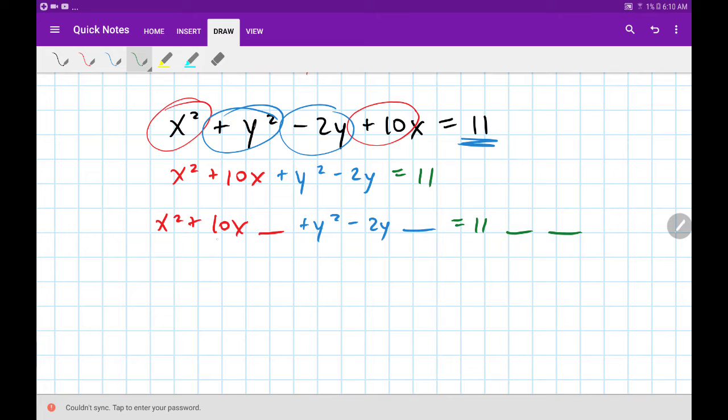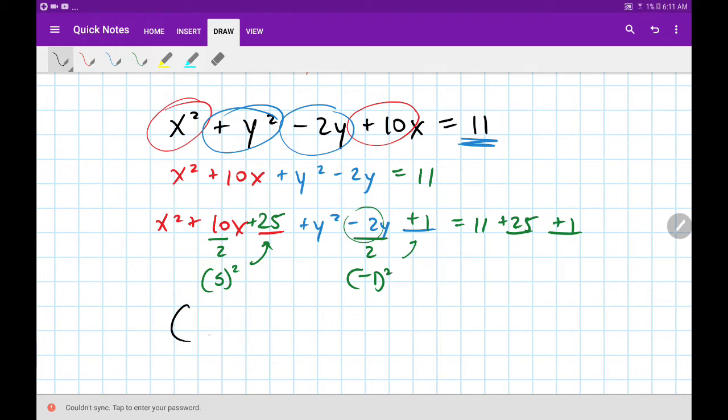So what goes in here? Well, take 10 divided by 2, that's 5. Then you're going to square it. That's 25, positive 25. Let's do the same thing here. Take negative 2, because that's my b term, negative 2 divided by 2 is negative 1, and then square it. So that's plus 1 here. If I added 25, I have to add 1 as well. Okay, so now you could rewrite it or you don't have to, but you're ready to complete the square. 11 plus 25 is 36 plus 1 is 37.